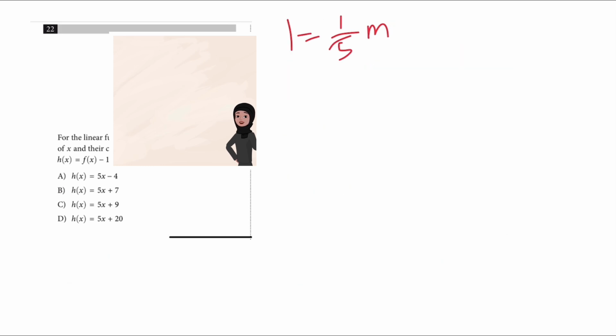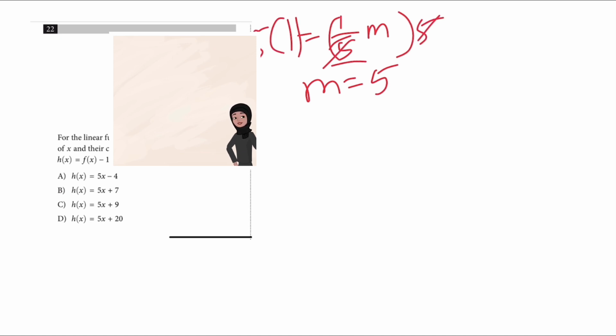Now we will multiply both sides of this equation by 5 so that we can get the value of m. So this side by 5 and this side by 5. So on this side the 5's cancel out and we will be left with m is equal to 5.